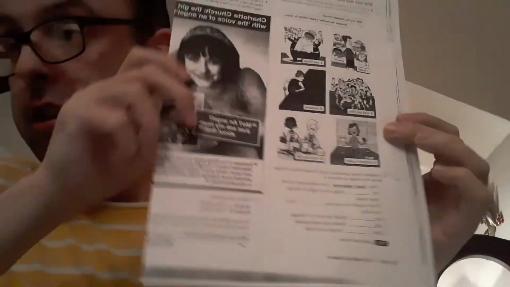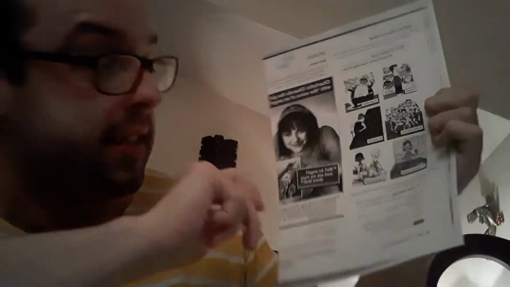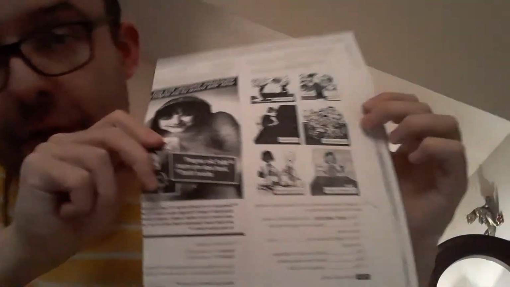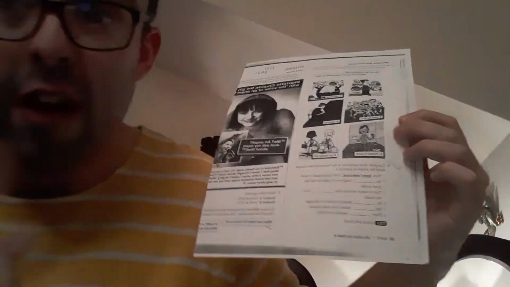Now, I want you to look at activity 5, if you can see, down here at the bottom of page 88. Complete these sentences. Hopefully you can see this. Complete these sentences in the present perfect simple, not continuous, present perfect simple, and about the people in exercise 4. Okay? I'll give you 4 minutes, and in this moment, I'd like you to pause the video.